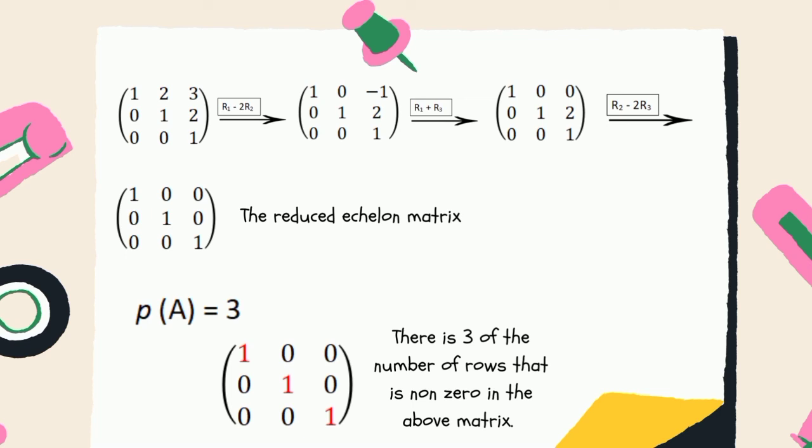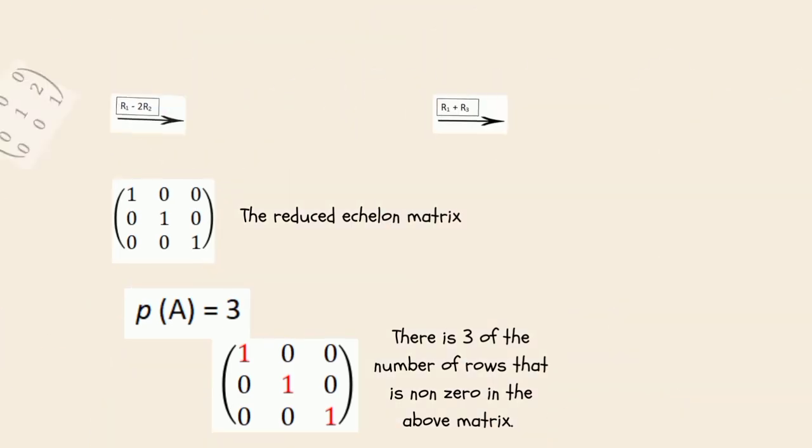For the rank of a matrix, it is 3 because there are 3 rows that are non-zero in the above matrix. As you can see, all the rows have non-zero numbers, so that's why the rank of a matrix is 3.